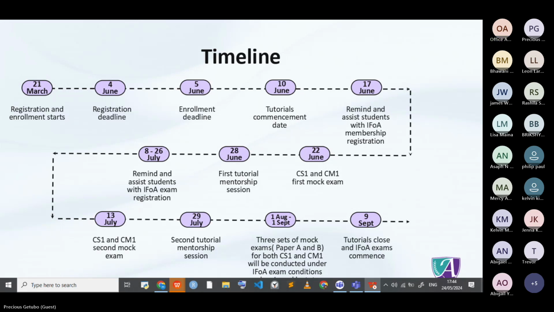And we will have our first tutorial mentorship session on 28th June. And we will have our first CS1 and CM1 mock exam on 22nd June. On 13th July, we will have our CS1 and CM1 second mock exam. In the period while tutorials are going on, we usually have 2 mock exams for both subjects. And our second tutorial mentorship session, where I recall one of the pillar heads talked about, we bring in qualified actuaries and they talk to our students and boost their morale towards exams.